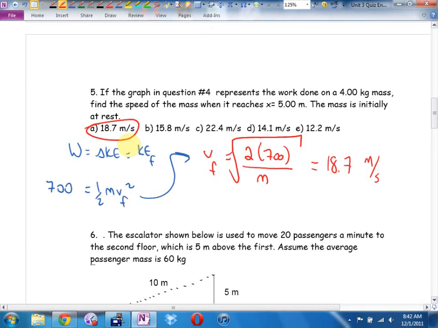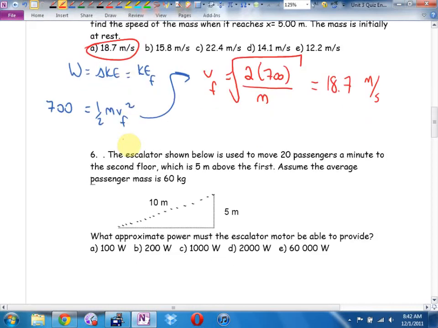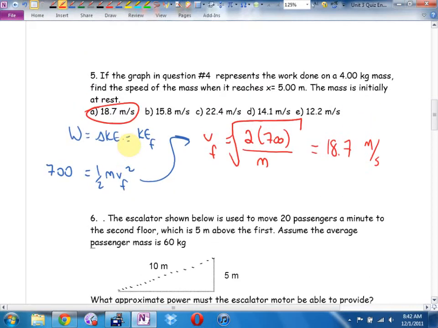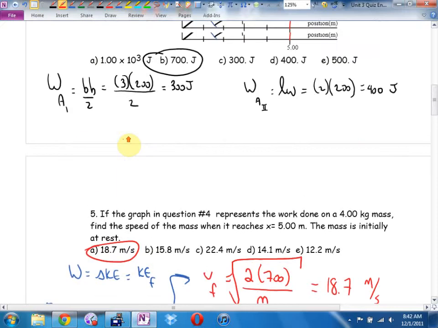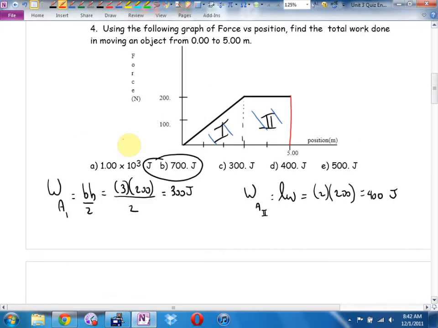I like that question, that combination of 4 and 5. No. You know why? Force times distance only works when your force is never changing. What's happening to the force for this section? It's changing.